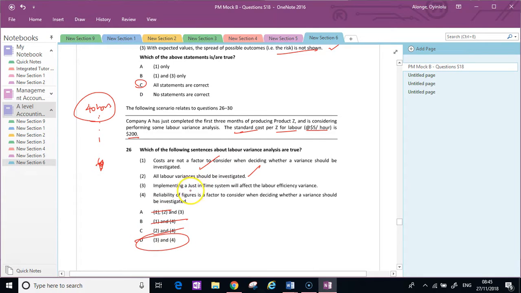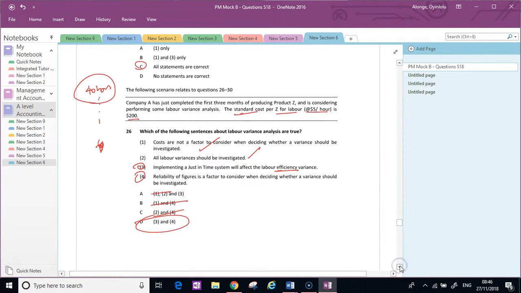Implementing a JIT will affect labor efficiency. That is true, because the faster, less time, it will change everything. JIT moves into automation, so it will definitely affect it. Reliability of figures as a factor to consider when it should be investigated. Yes, how well can you trust the figures or the standards that you're starting with? It's a natural hazard you want to be aware of. So 3 and 4 are definitely correct. So the answer is D.